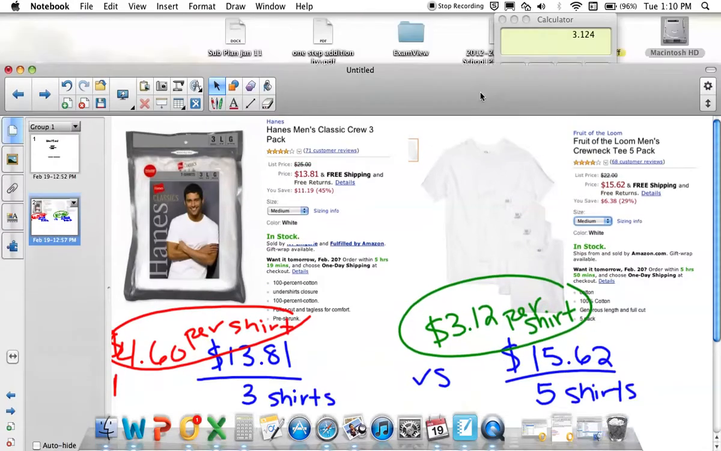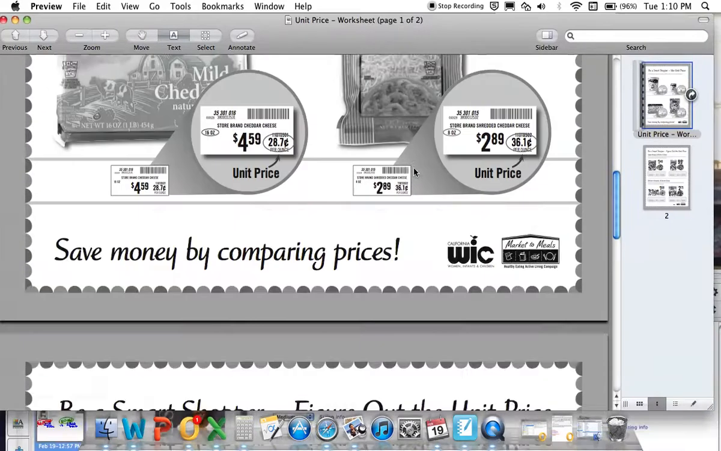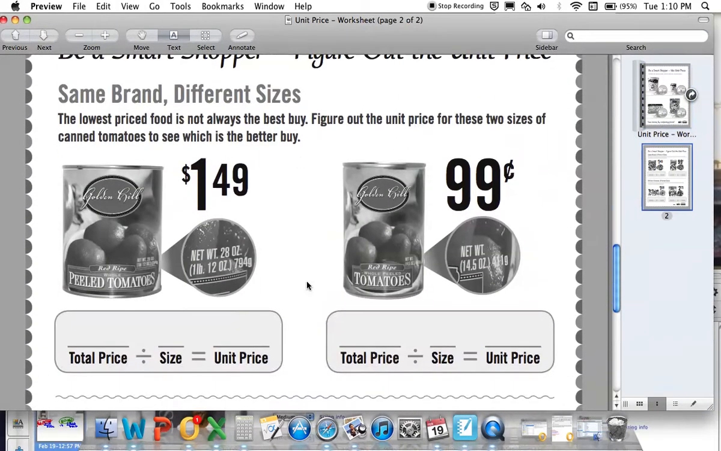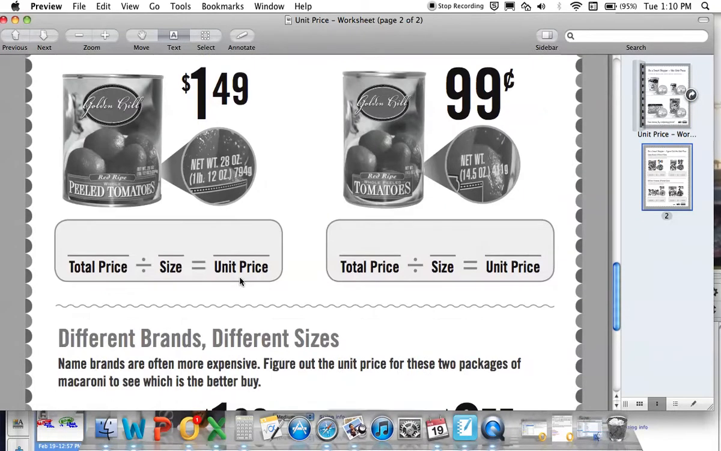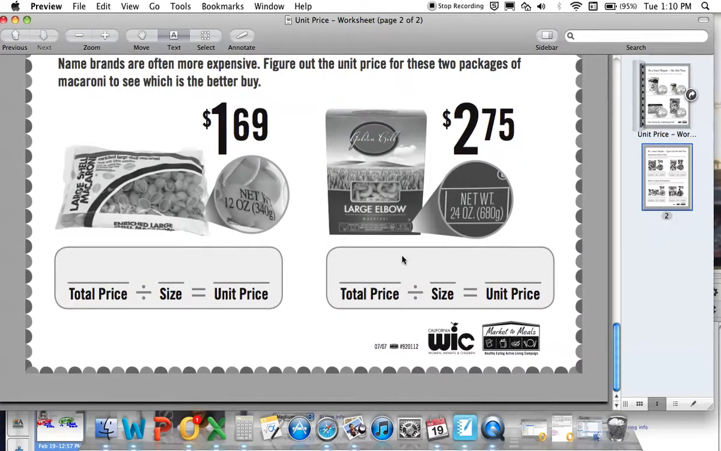For the rest of your work, you're going to go back to that PDF that I had up here, and you're going to find the unit cost, okay? So make sure you're going to do these per ounce, okay? You could do it per gram if you wanted to. It's just really dependent on what you want. But you're going to find the unit price, and then here you're going to find the unit price as well. Notice it's already set up for you, okay?